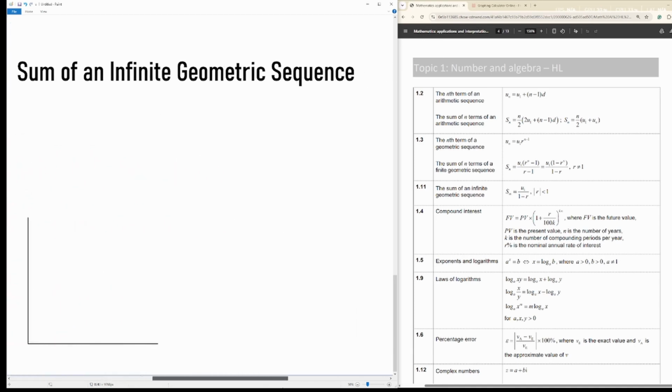So let's briefly also cover the sum of an infinite geometric sequence. If you start to think about it, let's take, for example, the likes that we had before.